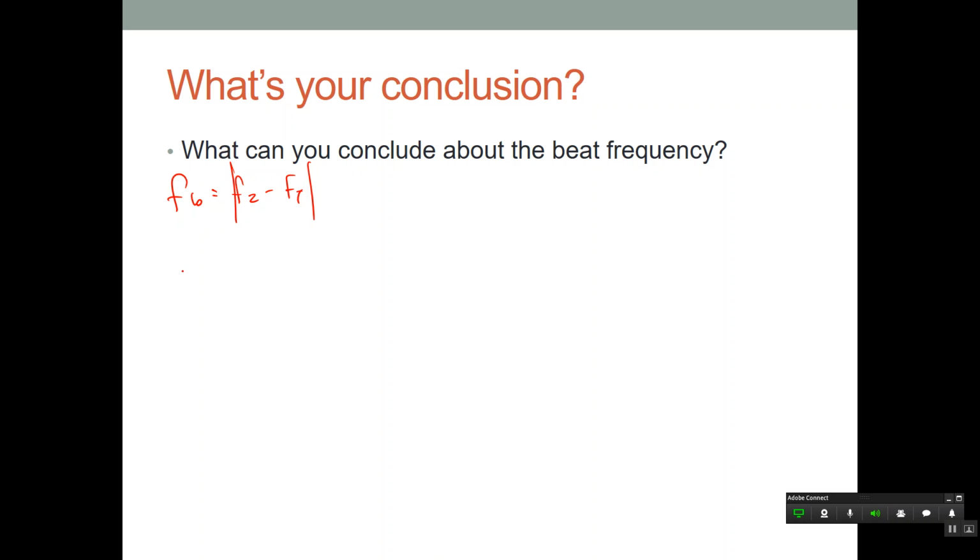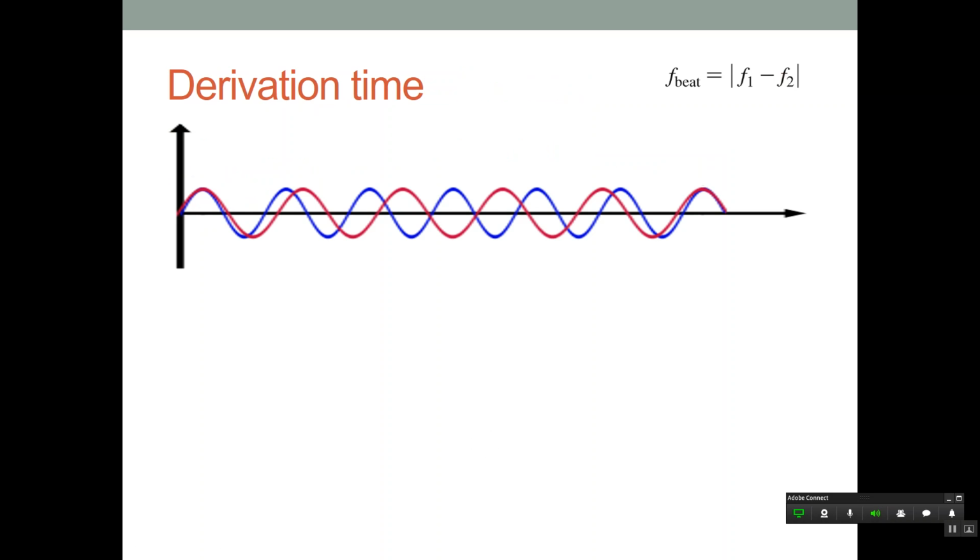I'm going to draw two waves. I'm going to use this space this way. So we're trying to prove that the beat frequency is equal to F1 minus F2 or F2 minus F1, it doesn't matter. We're going to have two waves here, a red one and a blue one. And I want to point your attention to the first cycle. We're going to start counting right here just to make it more convenient for us.